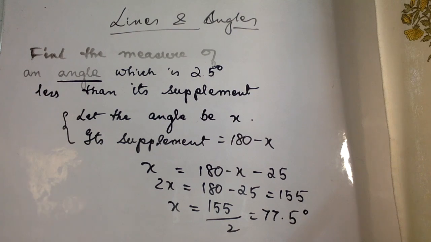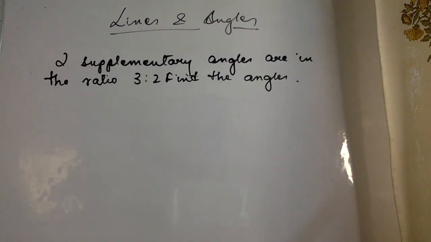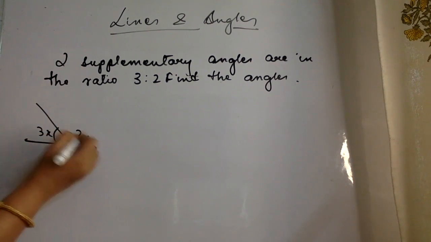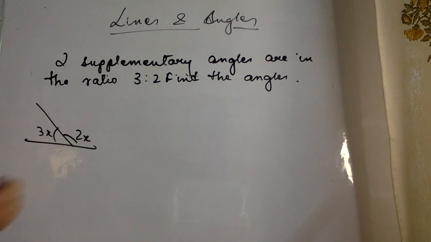Let's think of the other question now. Now this is the question. Two supplementary angles are in the ratio 3:2. You have to find the angles. Okay. So let the common multiple be x.